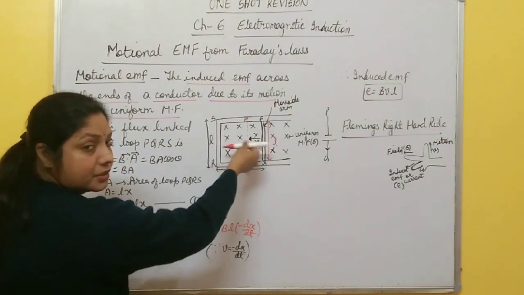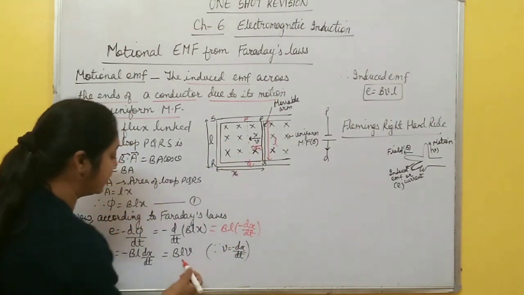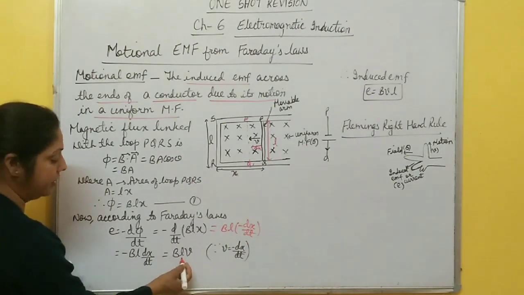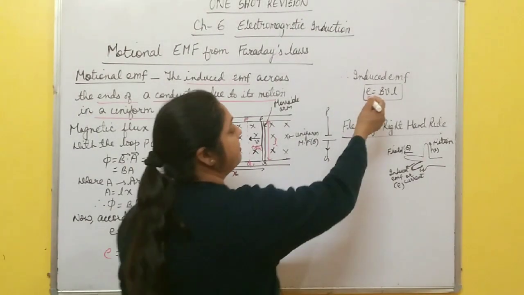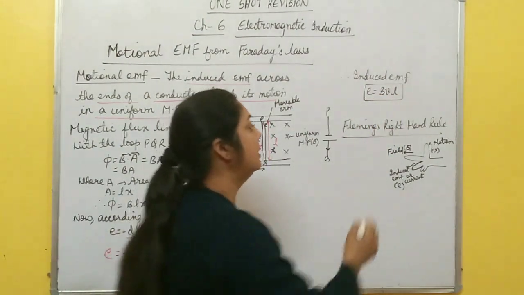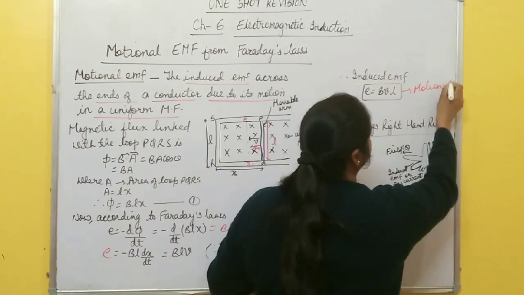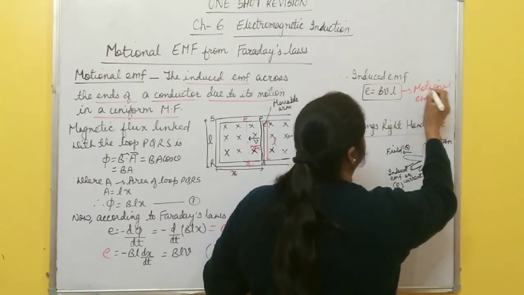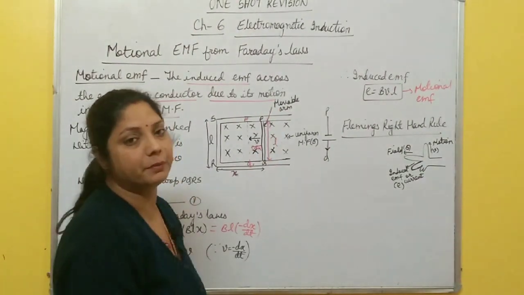Motion of the conductor is towards the left side, the negative x-axis. So minus dx by dt is what? V, velocity, right? So this EMF becomes BLV, or you can write induced EMF equal to BVL. This induced EMF is called motional EMF. And due to this induced EMF, induced current flows across this conductor PQ.